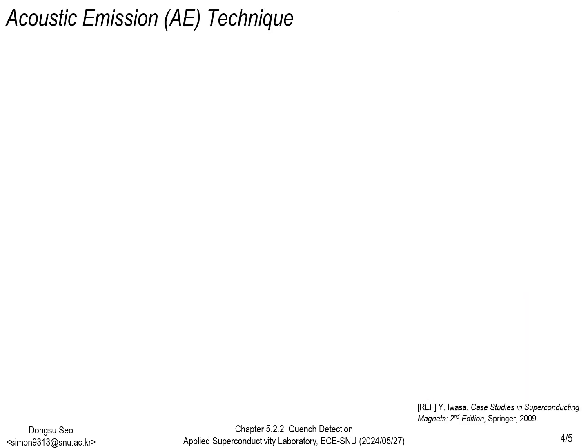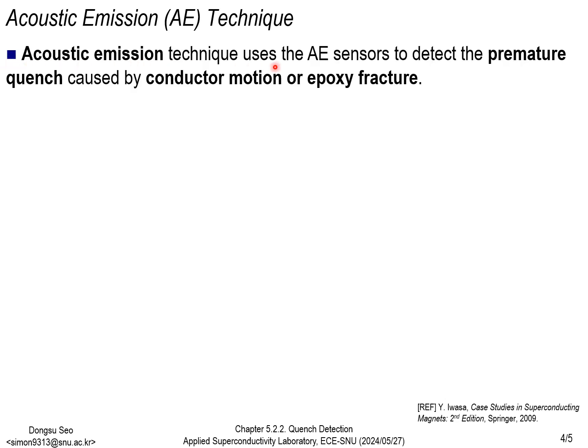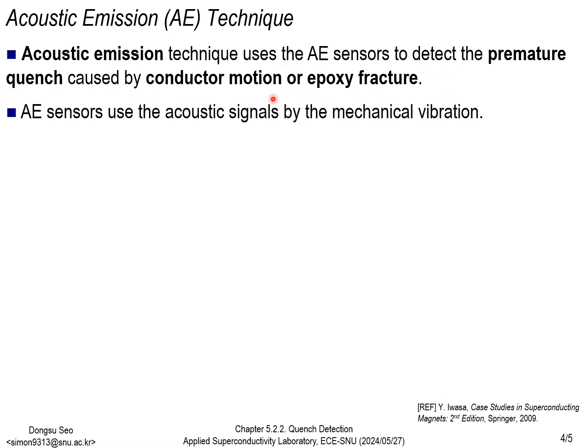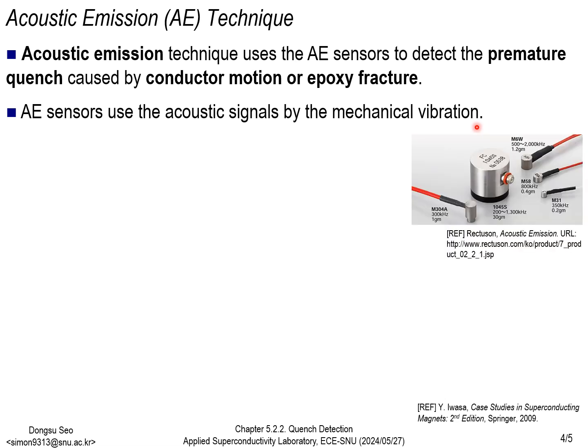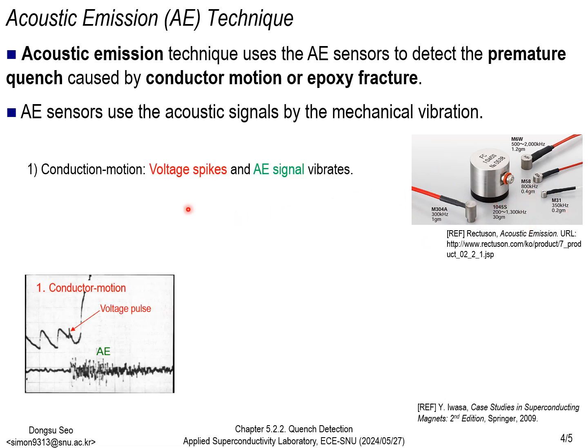The second quench detection method is the acoustic emission technique, which uses AE sensors to detect the premature quench caused by conductor motion and epoxy fracture. Acoustic emission sensors use acoustic signals generated by mechanical vibration, and their operation principle is based on the piezoelectric effect. The sizes of AE sensors vary by their resonant frequency ranges. The below figures are based on the AE sensor experiments.